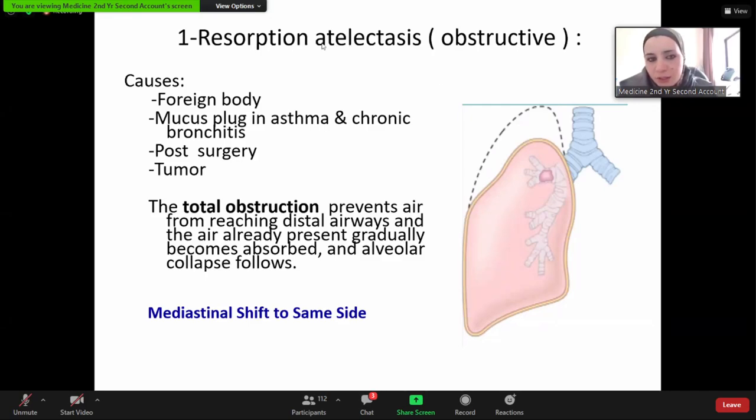إيش اللي بصير؟ ليش سميناها resorption atelectasis؟ لأنه the main thing in there is no air entering this area اللي هو distal to the obstruction. At the same time, the air that was in there before the obstruction، يعني الاير اللي كان already دخل قبل ما يصير الobstruction، بصير له absorption or resorption. عشان هيك سميناها resorption atelectasis. لما الاير يصير له resorption أو absorption from the alveoli, they got collapsed. بصير فيهم collapse.